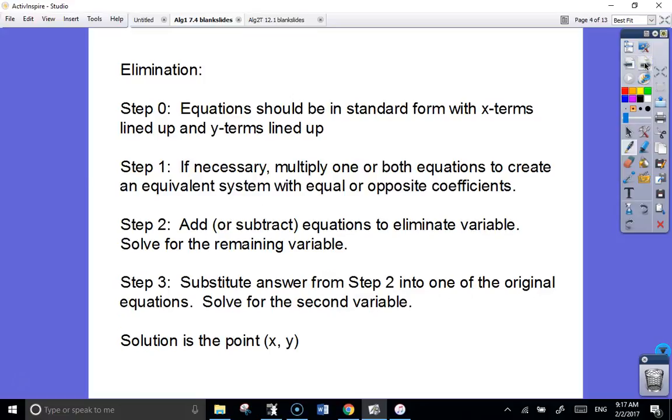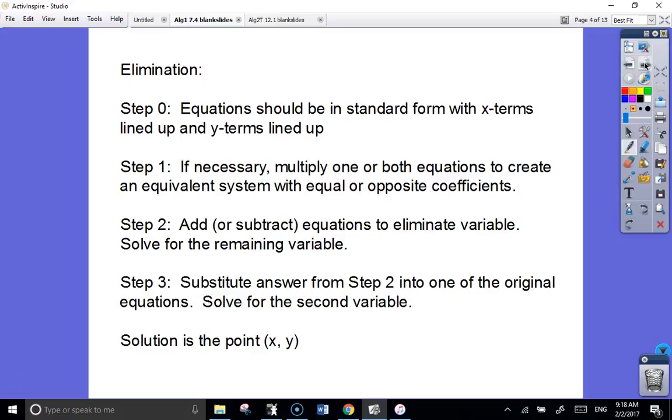It's not always the case that the variable terms are equal or opposite. So you can't necessarily add or subtract right away and cancel a variable. So if it's not already set up to cancel a variable, you need to take this step, multiply one or both of the equations so that you can create that situation where they are equal. If they're equal, you subtract. If they're opposites, then you add.